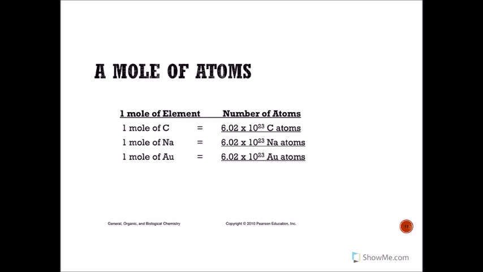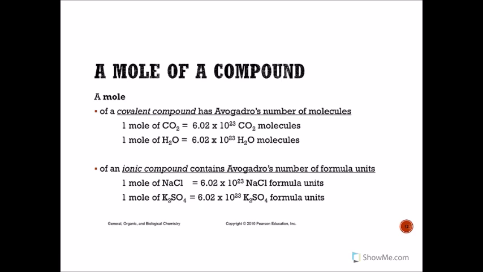Remembering, we use this term atoms when we're talking about an element by itself, which is a little bit different than when we have a covalent compound. For 1 mole of a covalent compound, we use the term molecules. We have 1 mole of carbon dioxide is 6.02 times 10 to the 23 carbon dioxide molecules, and 1 mole of water is 6.02 times 10 to the 23 water molecules.